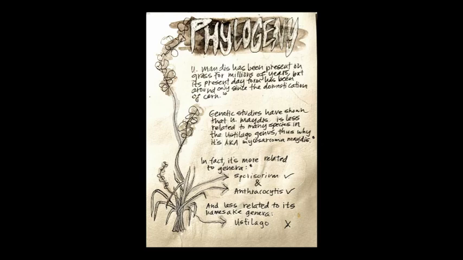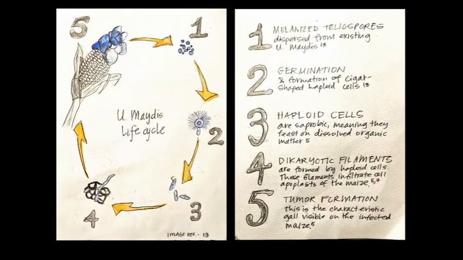The phylogeny of Ustilago maydis is interesting in that it is not actually as related to the genera Ustilago as it is other genera such as Sporisorium and Anthracocystis. It is sometimes referred to as Mycosarcoma maydis.